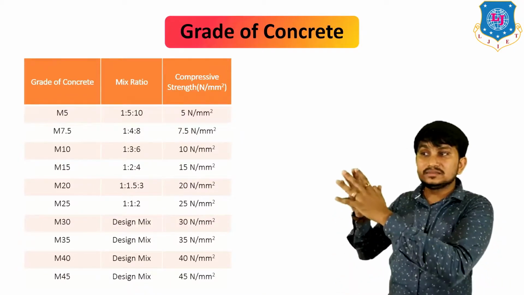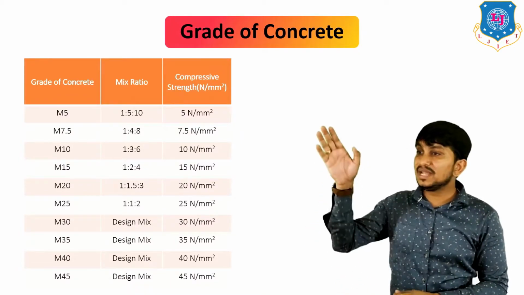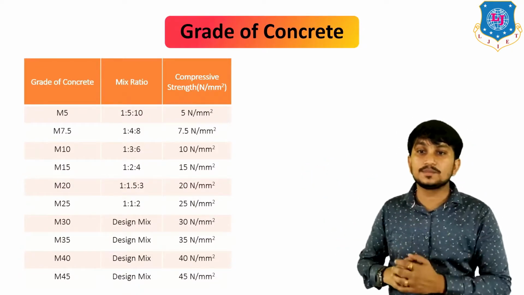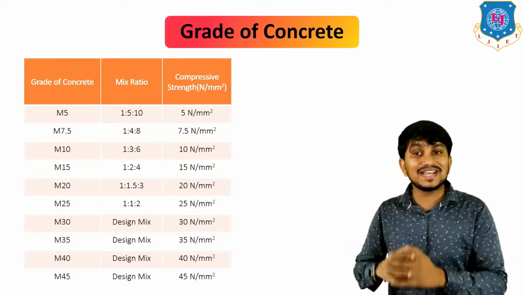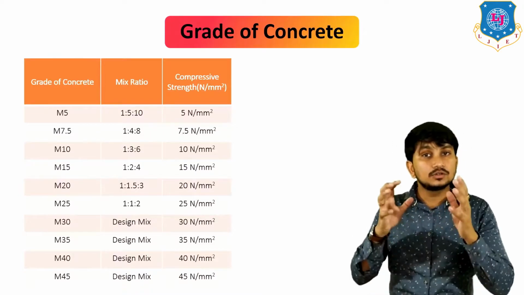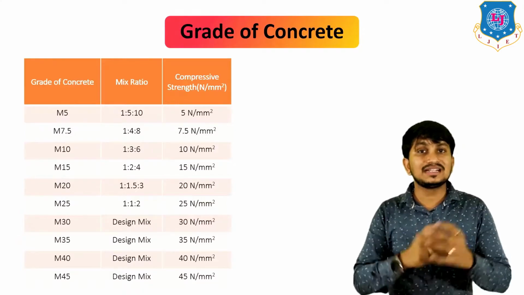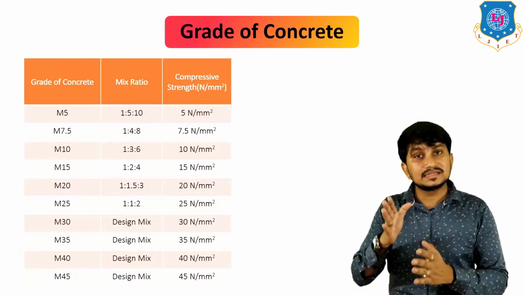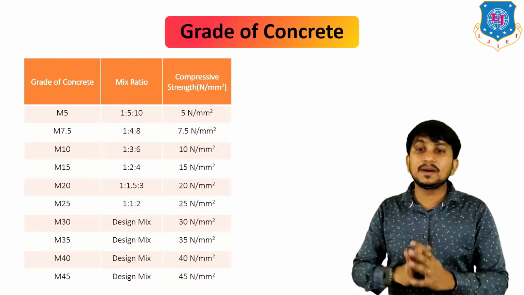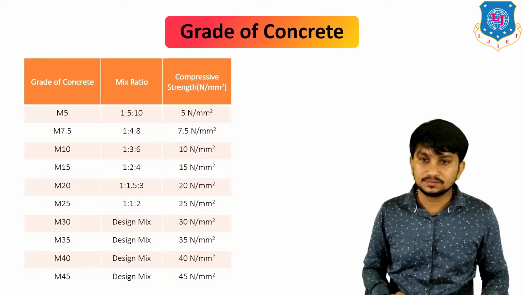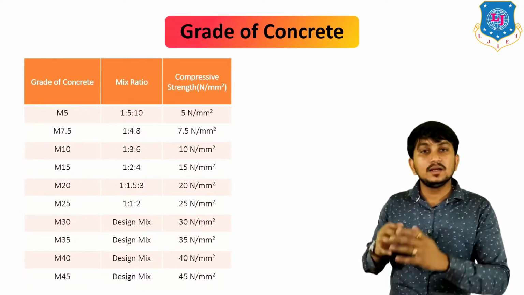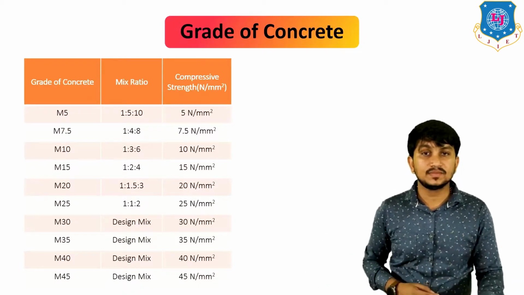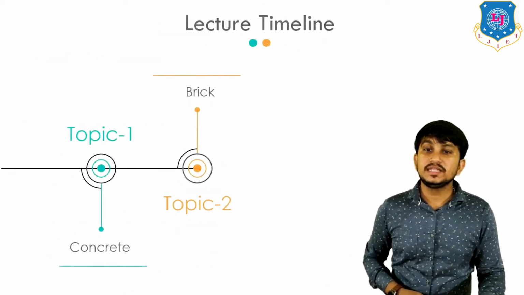For preparing these various grades, some mix ratios are given in this table. For preparing M5 concrete, we have to mix 1 part of cement, 5 parts of fine aggregate like sand, and 10 parts of coarse aggregate like aggregates or gravels. To prepare M25 concrete, we have to add cement 1 part, sand 1 part, and 2 parts of aggregates. For preparing concrete above M25 grade, we have to use various Indian standard codes. That's all about the concrete.